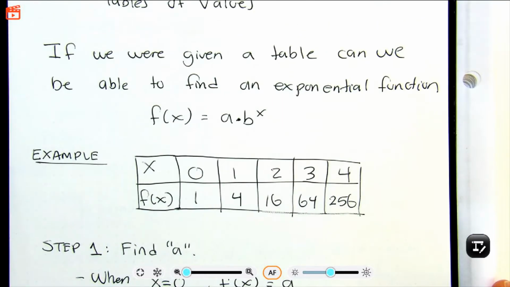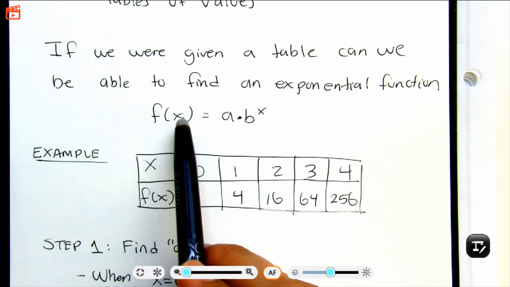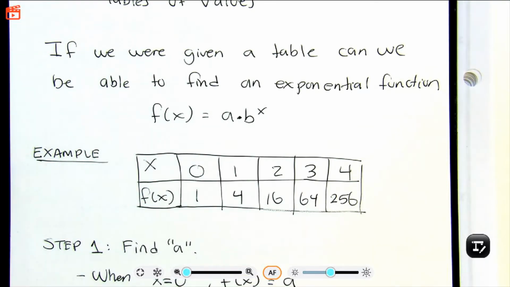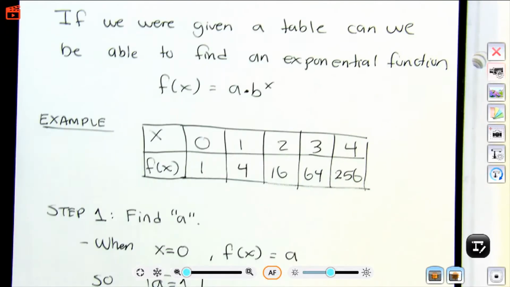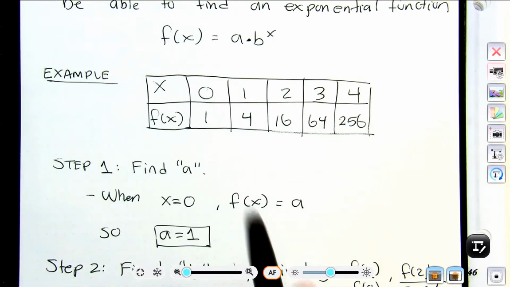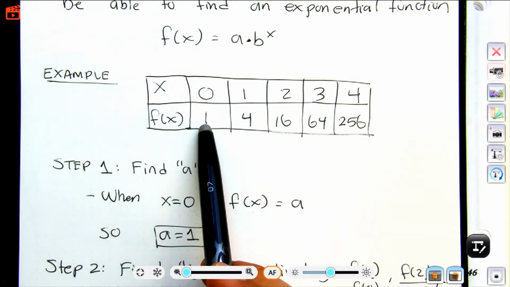If we were given a table, our goal is to determine what a and b are in this exponential function equation. So let's go back to this example. Let's start with a. How do we determine what a is? Well, a is the first number, when x is equal to 0. So when x is equal to 0, f of x is equal to a. So a is equal to 1.